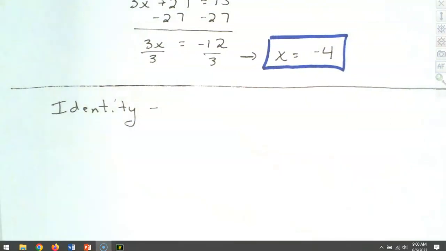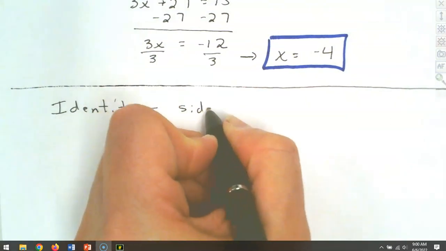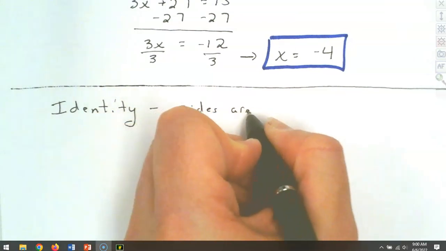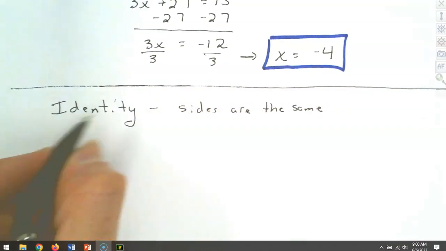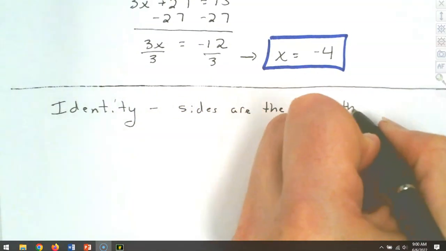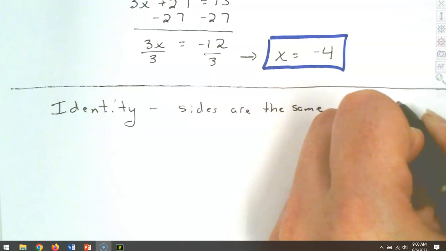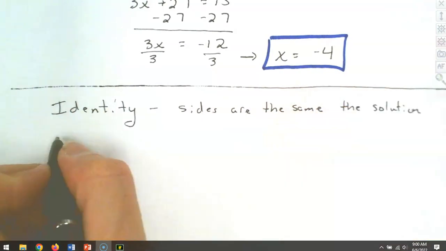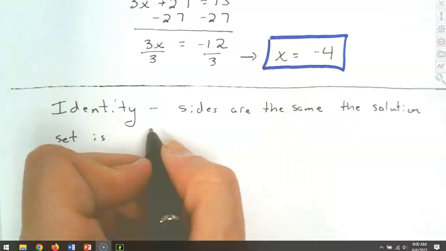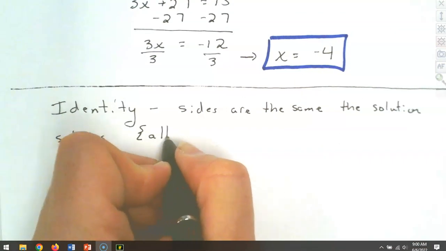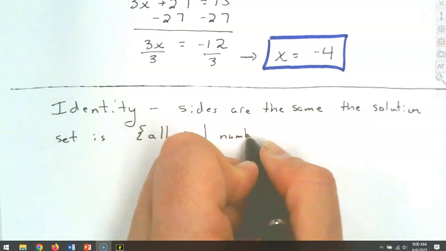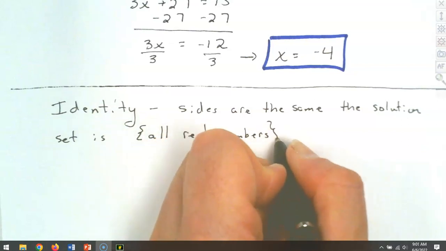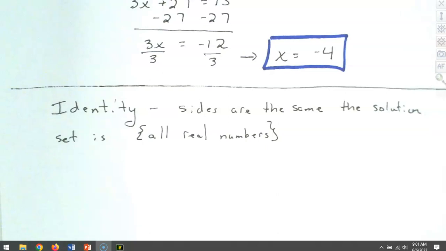So in an identity, the sides are the same. The solution set is all real numbers. Okay, so your solution set here is going to be all real numbers.